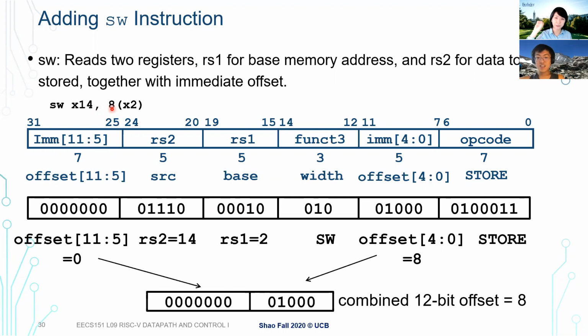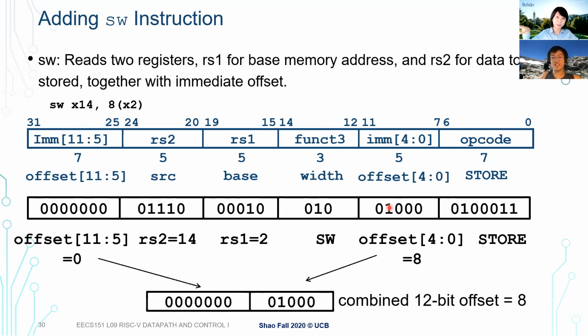So the lower 5-bit is actually stored where we used to store the destination register, then the upper 7-bit is stored in the same immediate field that we had before. When we combine those two fields together, we get a 12-bit immediate. In this particular example, the offset is 8, so we specify 8 here in the lower 5-bit of our immediate.